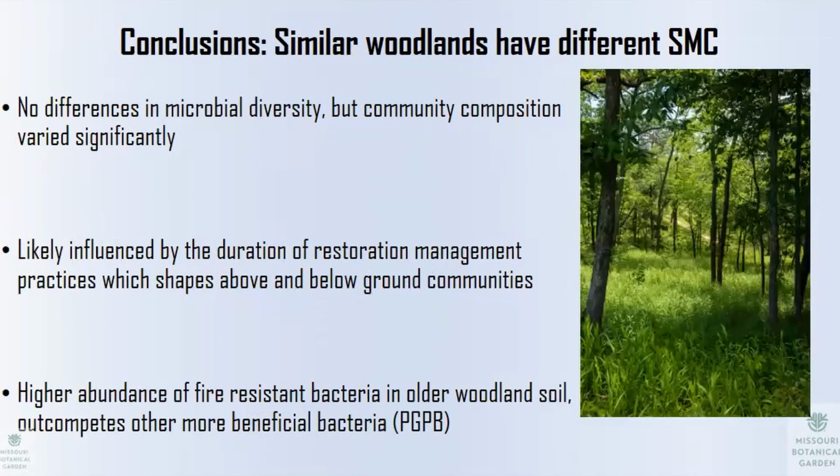And so, though there was really no difference in the microbial diversity, we see strong differences in the community composition of these woodland restored sites and their soils. And this is likely, again, influenced by the duration of restoration management practices, which shapes the above ground and the below ground ecosystems which we've laid out. And we see, again, a higher abundance of these fire-resistant bacteria in old woodlands, which could be outcompeting other important bacterial groups like plant growth promoters. We see a slightly similar pattern when we look at symbiotic fungi, but to a much lesser extent.